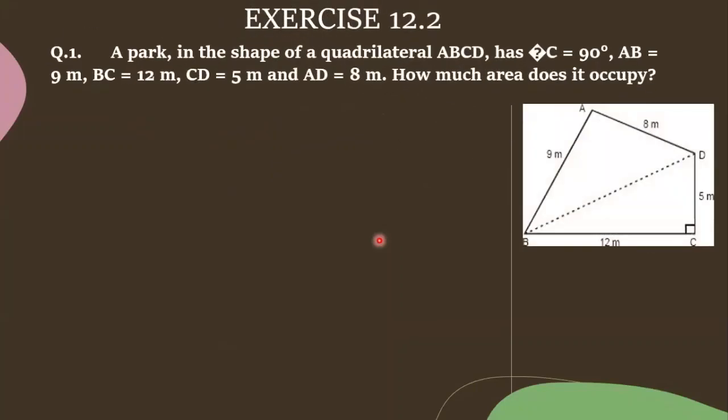First question. A park in the shape of a quadrilateral. See, first time only we're getting a park. A park will come under our daily life for children. So we will get to know what is the area of this park.